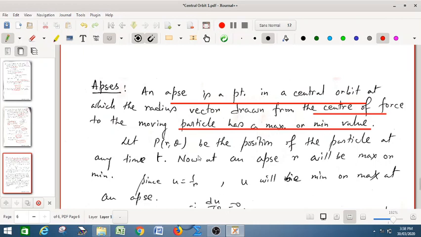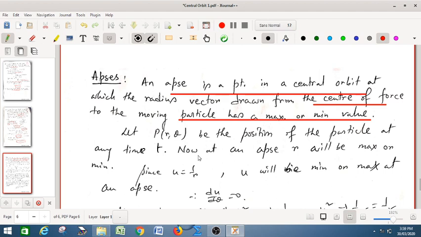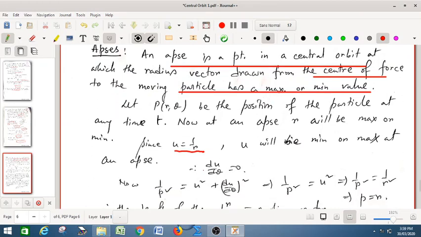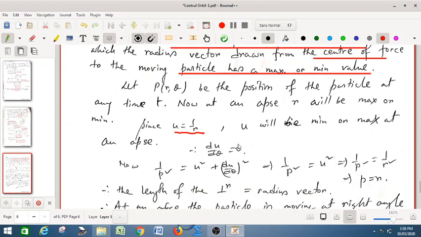So let us describe this. Let P be the position. The same diagram, we are talking about the same diagram. Now at an apse, r will be maximum or minimum. So what is the relationship between u and r? u is equal to 1 by r. So u will be minimum or maximum. And what is the condition for maxima or minima? First derivative with respect to theta equal to 0. So du/d theta equal to 0.